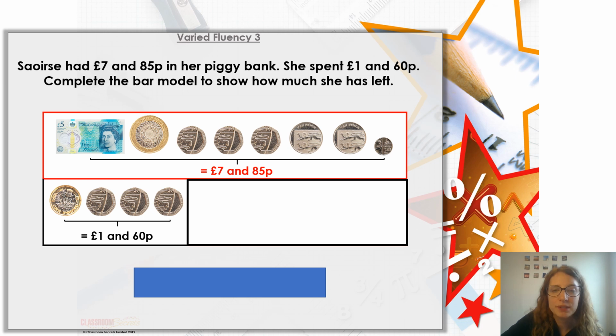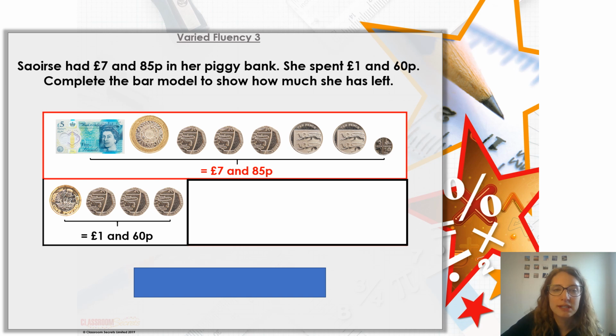Okay, so pause, work out what is the missing amount. It's quite a big difference, so you'll probably need to do a subtraction for this one. Okay, come back when you've worked it out. Can you work out what coins it might be as well as the amount?